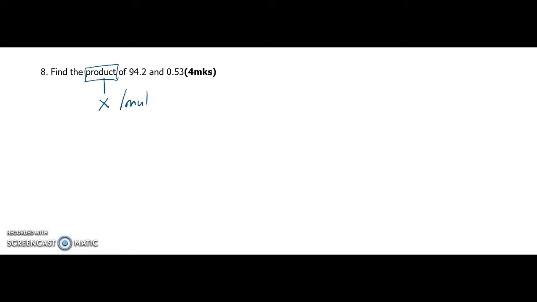You are going to multiply. And in order for you to multiply, you need to ensure that you know your timetable. So here we have 94.2 times 0.53. You are not going to make any changes. Let me just erase this based on how I'm writing it out. You are not going to make any changes to your numbers. You are going to write them as they are. So we are going to go ahead and multiply.